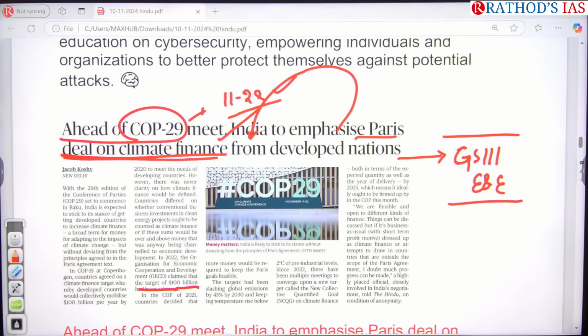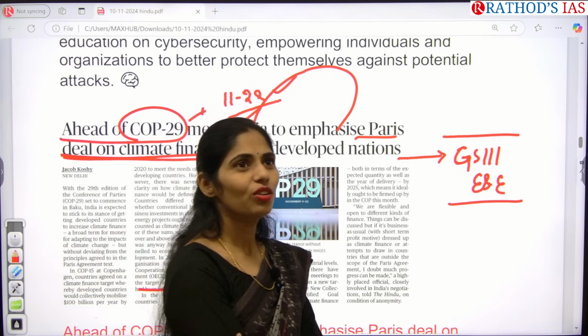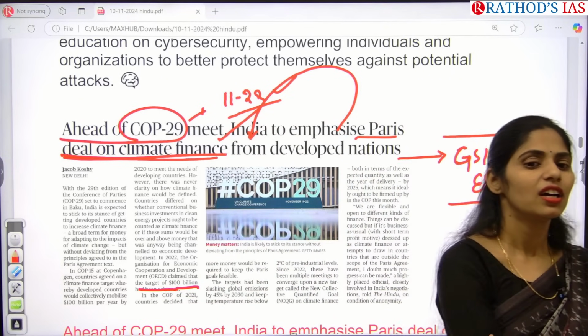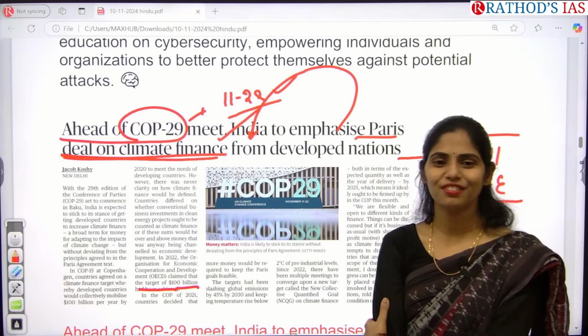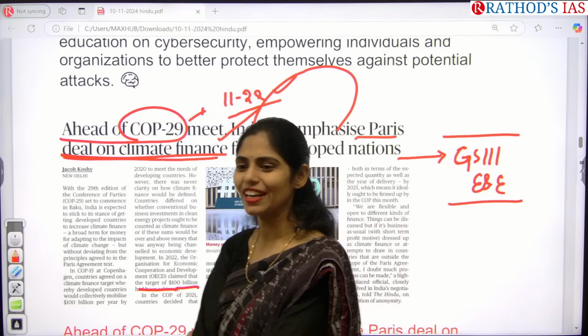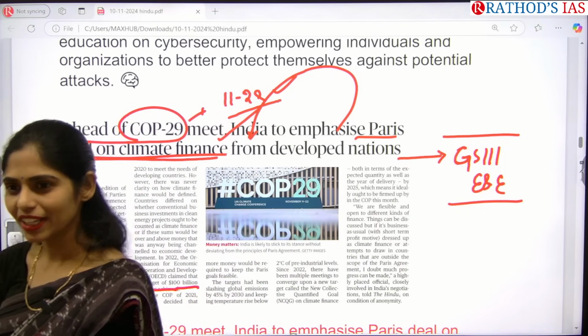Urban heat islands. How can you decrease urban heat islands? Okay, green vehicles or electric vehicles. Already the government is focusing on that. We have our own country's programs of PM E-DRIVE. Then why would you use this climate finance fund for that? Are you getting my question?